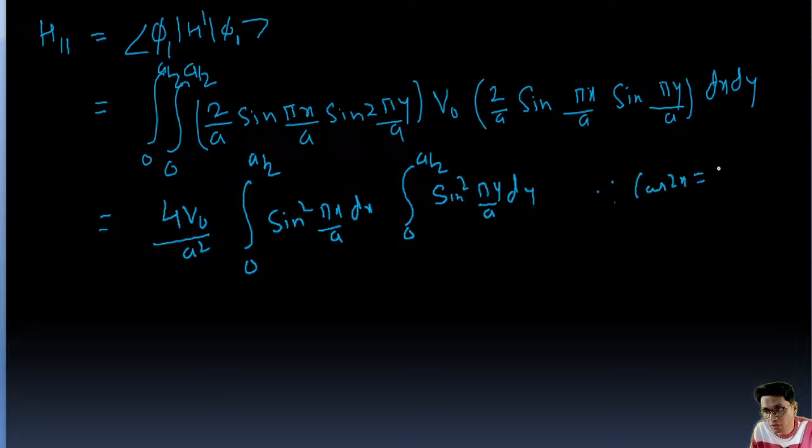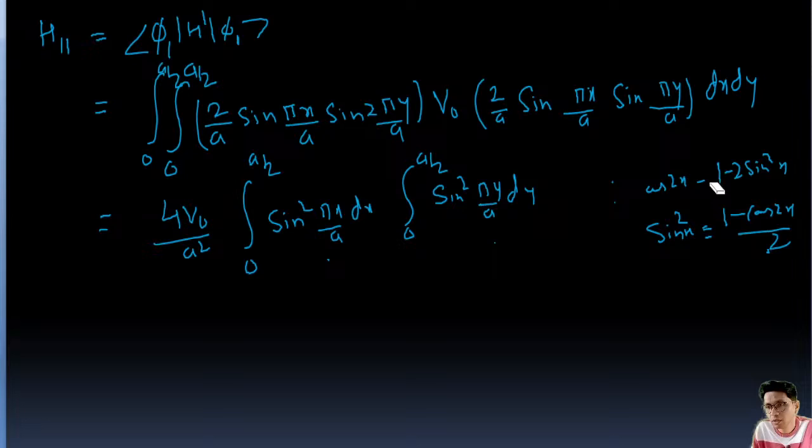Similarly this one, because we know the formula, I'm going to write here. Cos 2x equal to 1 minus 2 sine square x. From here we can easily find the value of sine square x, right? So this is going to be 1 minus cos 2x upon a. We'll use this formula here and find the value. So it's an easy integration, you can do it.